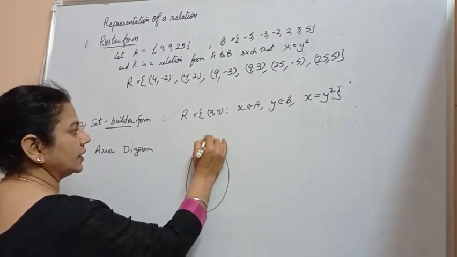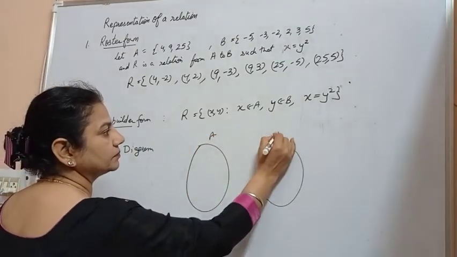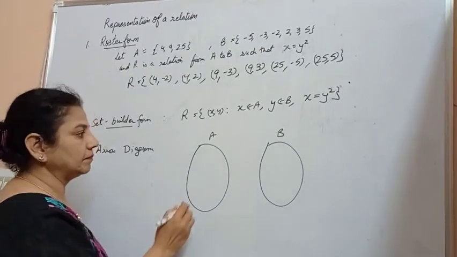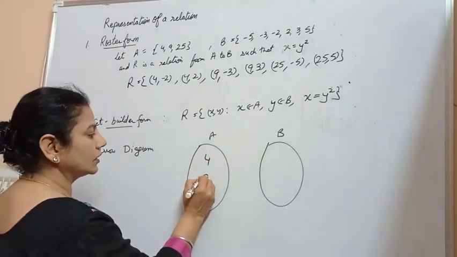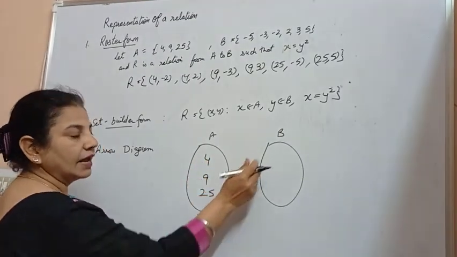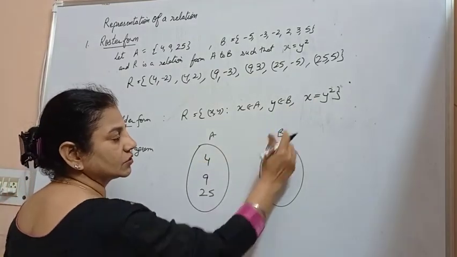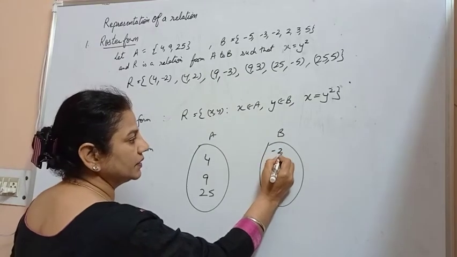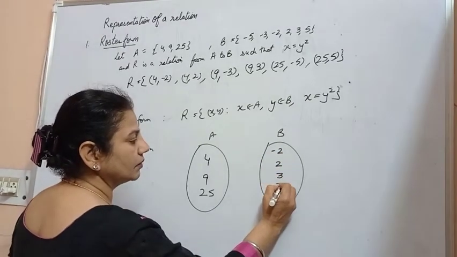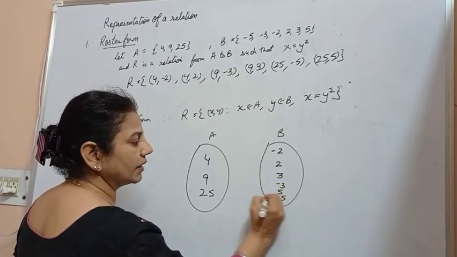See, this is set A and this is set B. The elements in set A are 4, 9, 25, and set B, since the relation is x equal to y square, the elements of B are -2, 2, 3, -3, 5, -5.